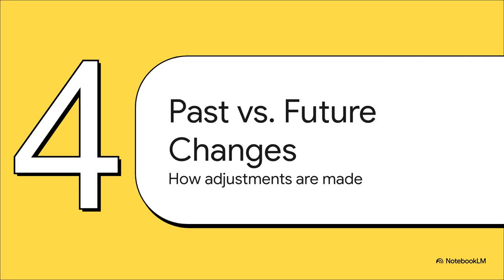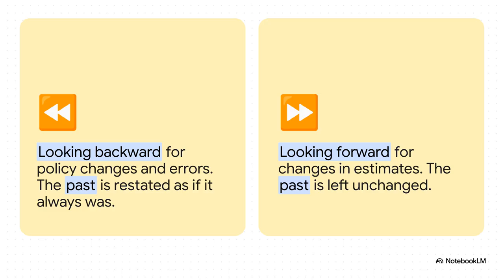So, how are these adjustments actually put into practice? Since we've got different kinds of changes, IAS 8 gives us two different methods for handling them: one that looks backward into the past, and one that only looks forward to the future. All right, this distinction is absolutely crucial. You've got retrospective versus prospective.